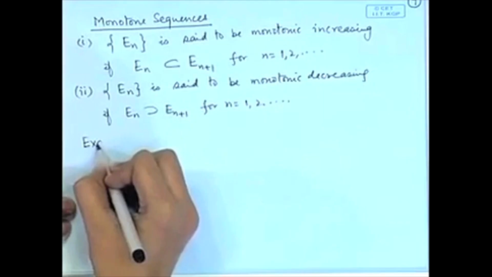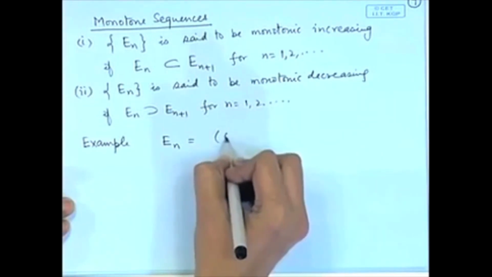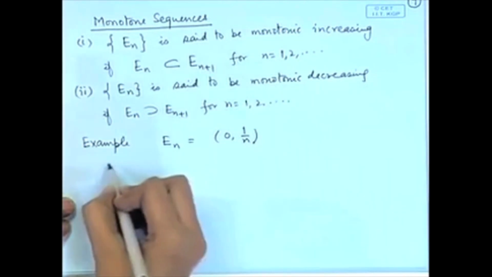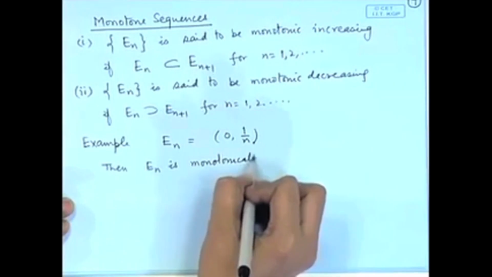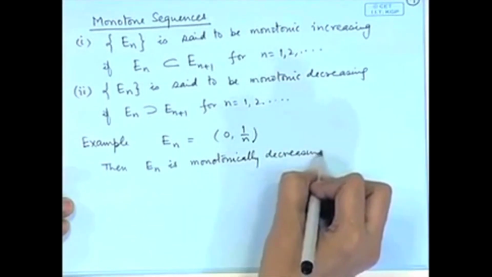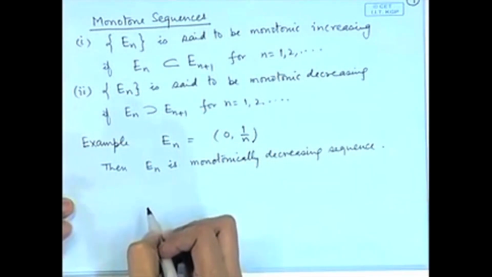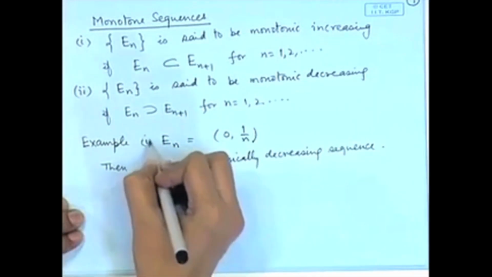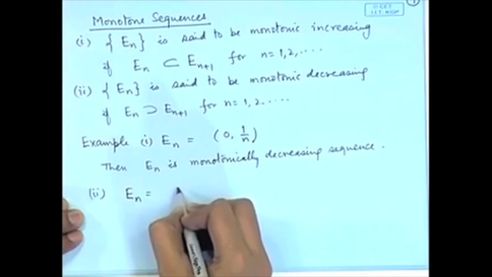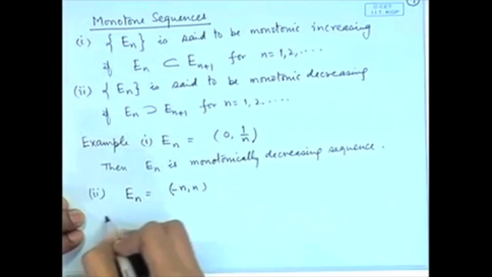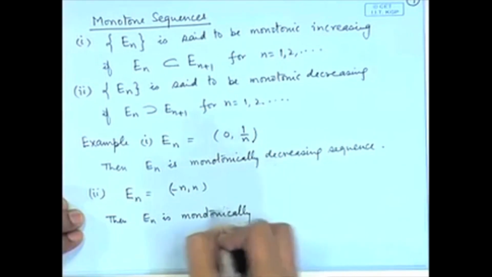Let us consider some examples here. Let En be the interval, say, 0 to 1 by n. Then En is a monotonically decreasing sequence. Further, we can consider the sequence En equal to the interval, say, minus n to n. Then En is monotonically increasing.